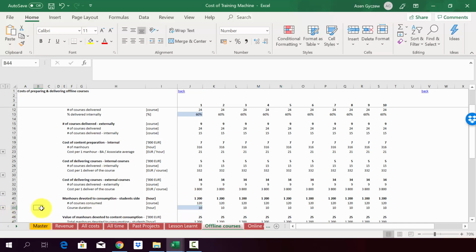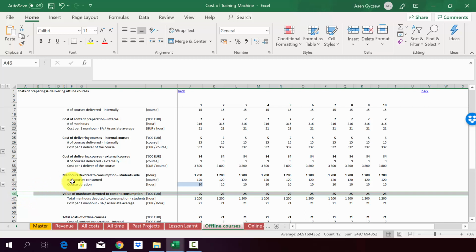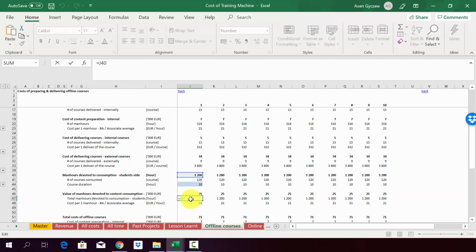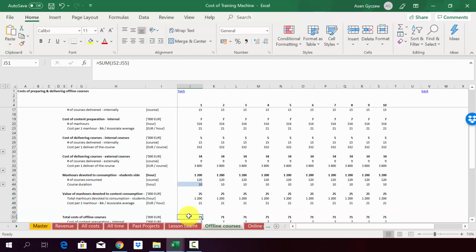And obviously, we turn this into a value of money. So we have in row 46 the value of man hours devoted. So it's 25,000. And again, this is a simple multiplication of the number of hours we have put into consumption, so it's 1,200, and then the average cost per one man hour. Bear in mind that we look here at the cost of man hours, so how much we pay the business analyst. We don't look at the revenue lost, which would be another way to look at that.